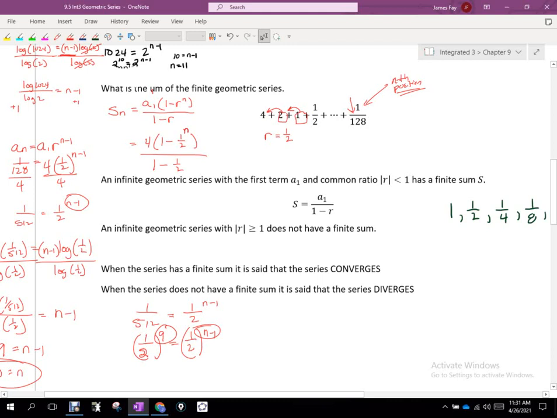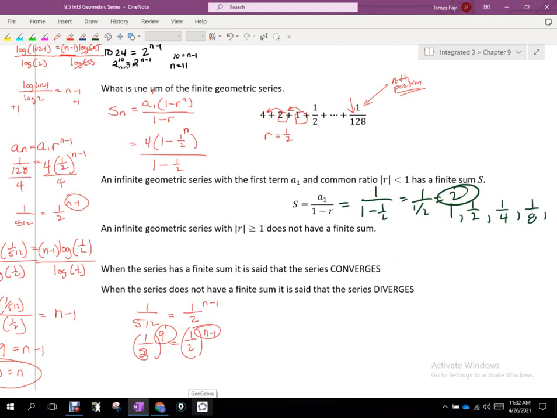You take the first term, and then you're going to divide that by 1 minus r. So our r was 1/2, right? So 1 minus 1/2. That gives me 1 divided by 1/2. Well, 1 divided by 1/2 gives me 2. And that is my finite sum.